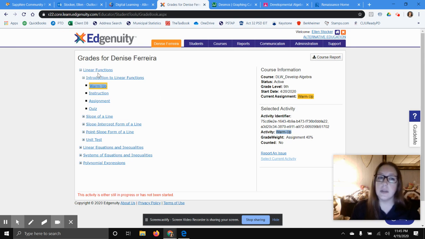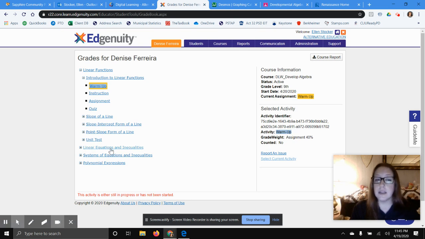So we're going to start with linear functions, which is right where we left off from our last test. Then in linear functions, we're going to introduce them. We're going to talk about slope, slope-intercept form, point-slope form, and then you're going to have a unit test.